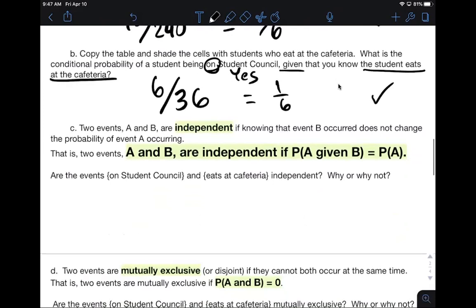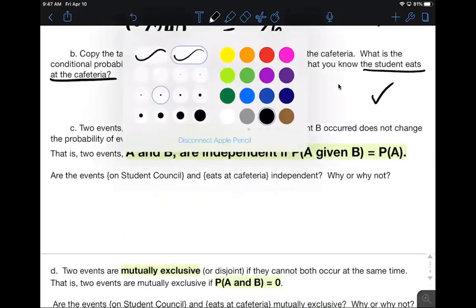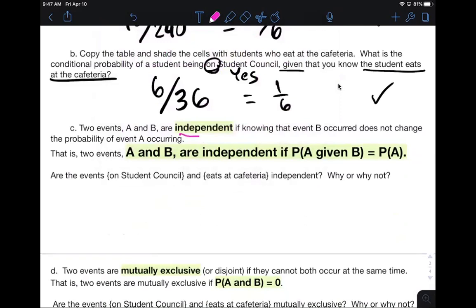Two events, A and B, are called independent if knowing that event B occurred does not change the probability of event A occurring. Now, this is a tricky and kind of slippery topic. It seems very easy to grasp at first, the idea of what independent events are. We've got to back up and unpack this word a little bit because there's more there than meets the eye at first.